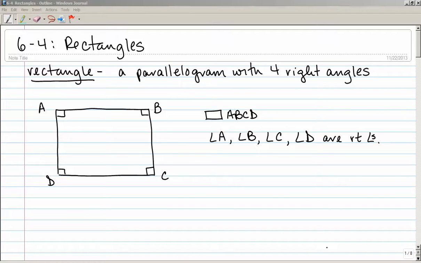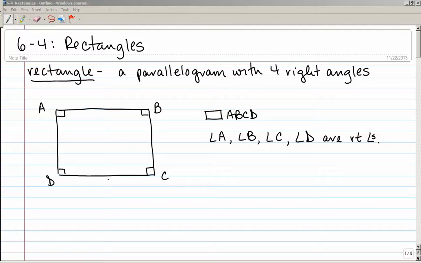Section 6.4 is on rectangles. The definition of a rectangle is a parallelogram with 4 right angles. The way we abbreviate it is we draw a little rectangle, and notice it's not slanty like we did for the parallelogram. Again, we name it by its 4 vertices, and we can start with any vertex and go either clockwise or counterclockwise, but you have to go around.